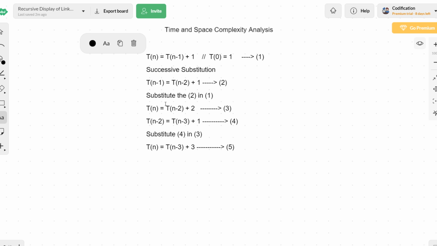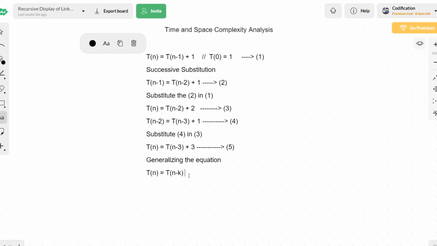Now this will keep on going until when? Until there is no node left. So first of all, we have to generalize this equation. T of n is equal to t of n minus k. Why am I taking k? Because that is a value that is changing. Initially it was n minus 1, then n minus 2, then n minus 3. So it is some random k.